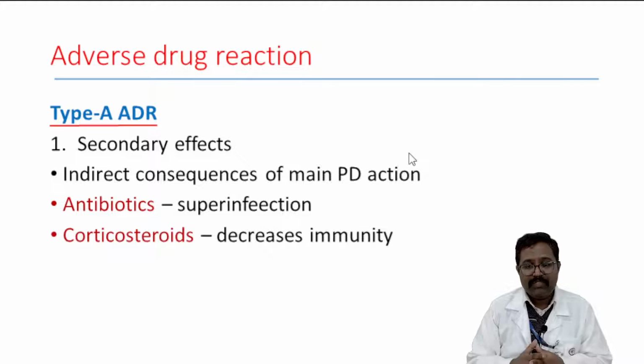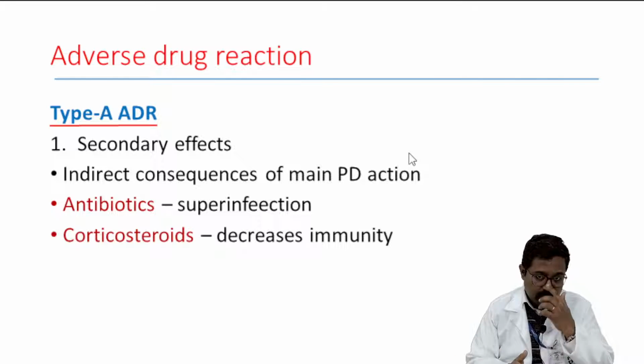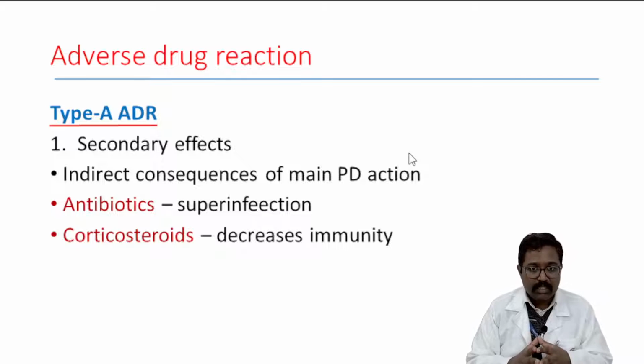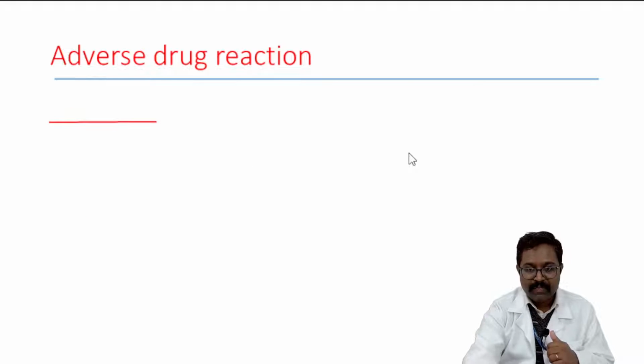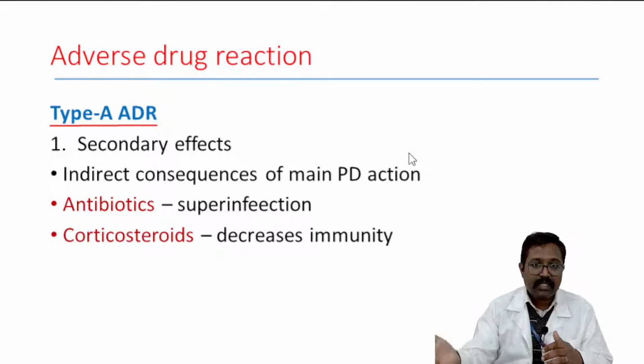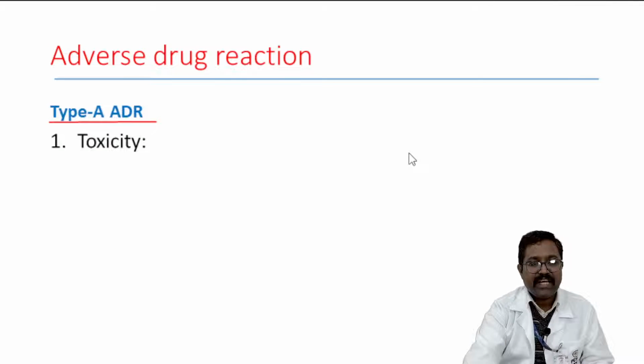And one more very important drug, a very magical drug which was used in COVID, is corticosteroids. When it is used in untoward doses, it can decrease the immunity. When it is used for a particular duration of time, it can act as a wonder drug, but if it is misused, it can decrease the host immunity, and this can cause opportunistic infections.